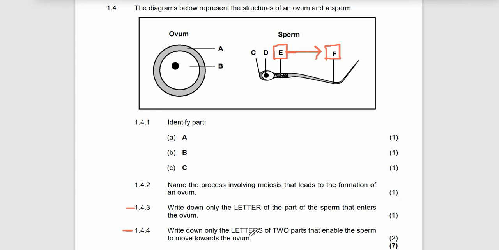In that instance, we only have to mention the parts by giving two letters. So it's E and F, but I also tried to explain to you. The tail moves in a spiral way so that it can move forward, getting the energy from the mitochondria. That's how it goes.